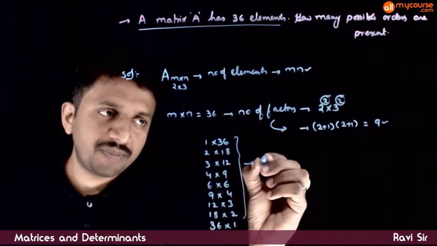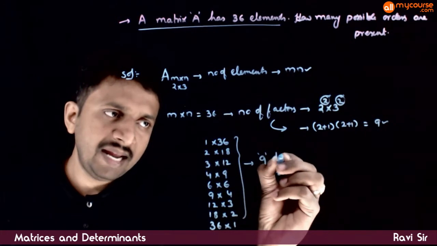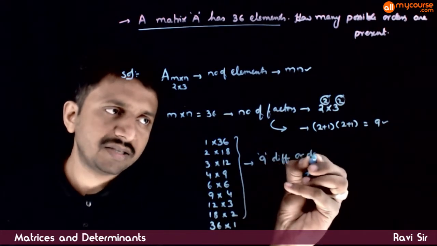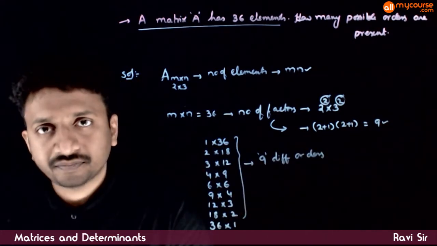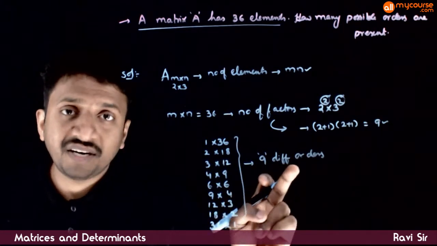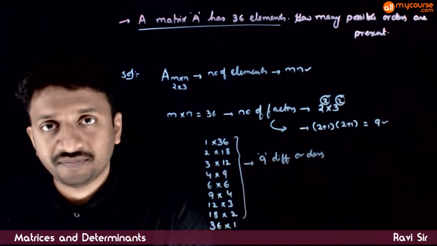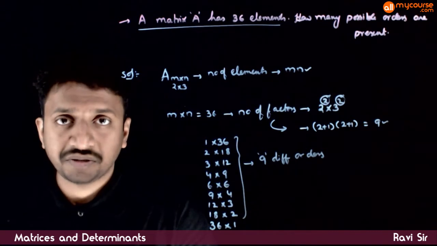So how many orders are present? 9 different orders are possible. So that's the answer to this question.